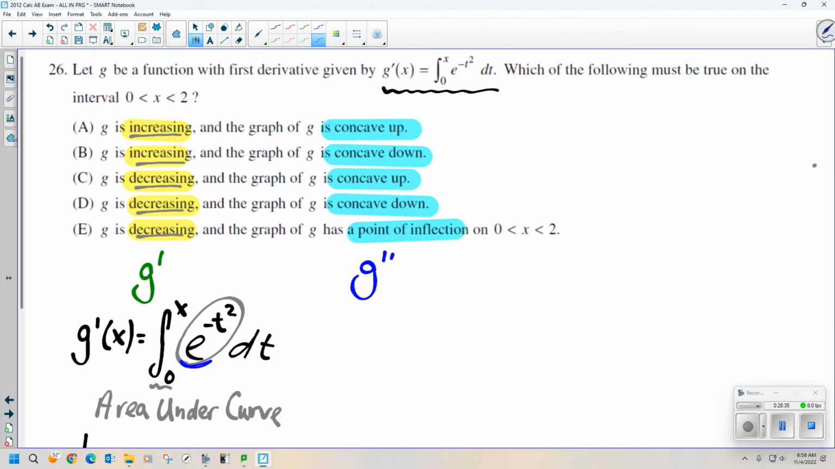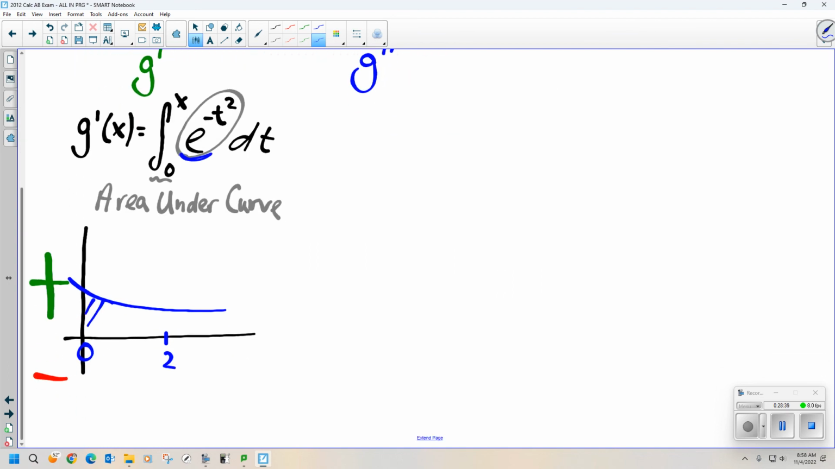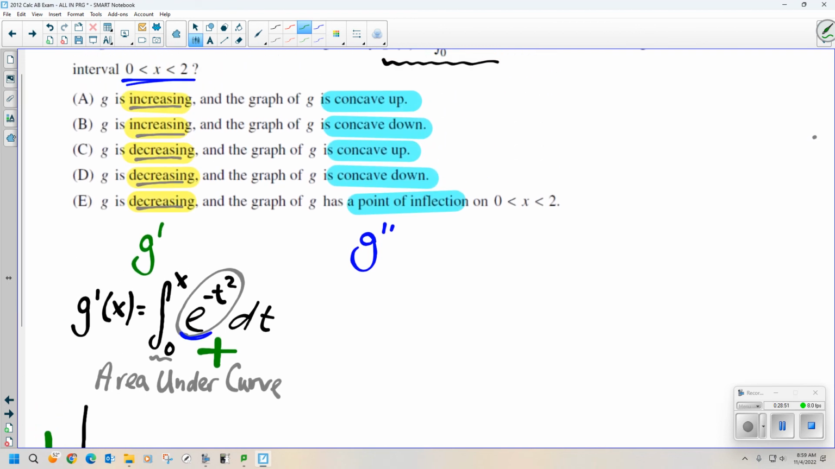Says so right here. Look at that. So all this area under the curve is going to be considered positive because it's above the x-axis. So this is positive, which means if the first derivative is positive, my function should be increasing. This is a possibility. This is a possibility. No, no, no, no, bye-bye. Okay, so now we need to look at the second derivative.